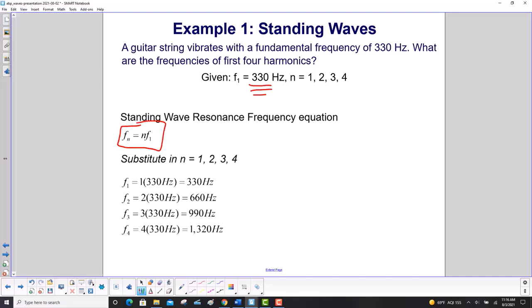F1 is 330 Hz, and that's for n is equal to 1. So that's our first harmonic. And then we just substitute in 2, 3, and 4. And our first four harmonics are these numbers right here.